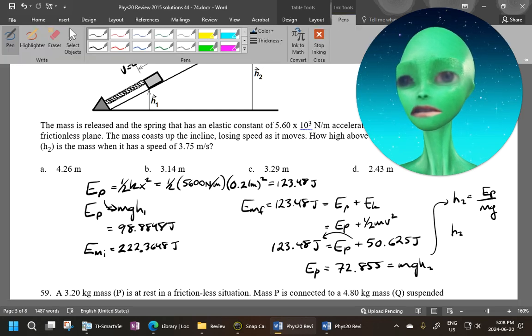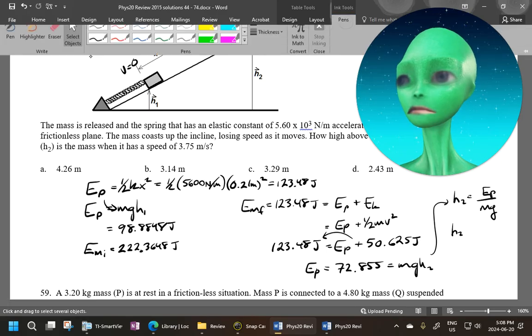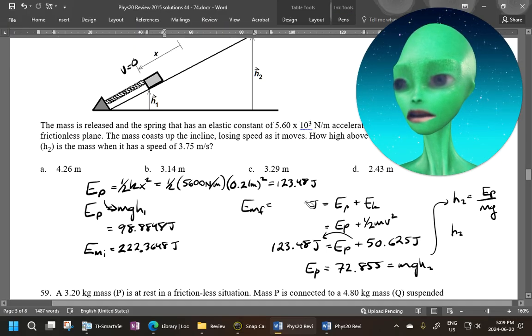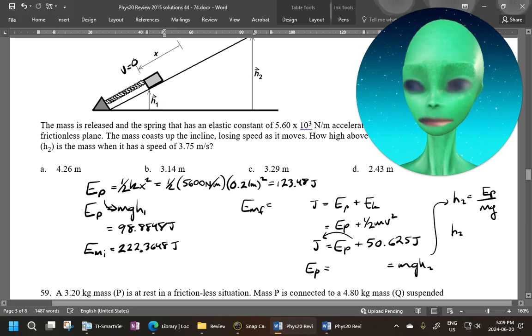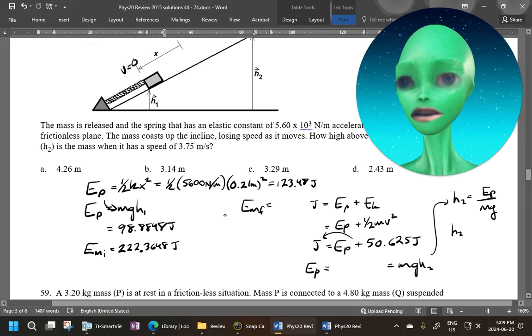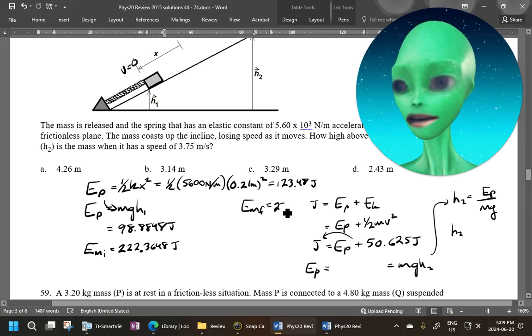And then I've got to take that 222 number. Let me just erase all these other numbers here. There we go. So I got to take this 222 number, which is my initial mechanical energy. It's the same as my final. And then I can use that in all of these spots.